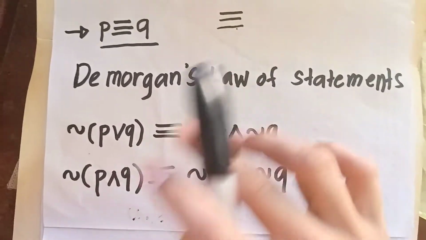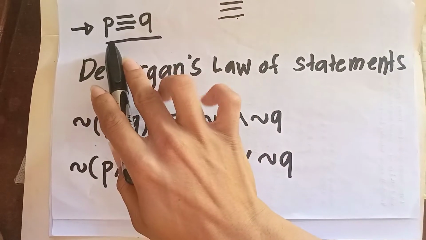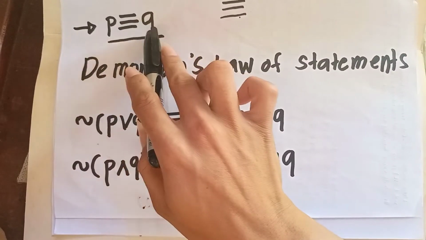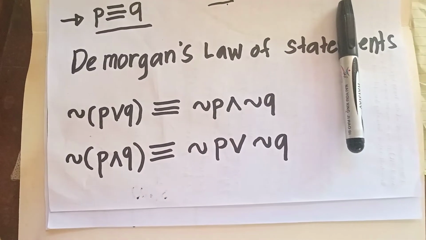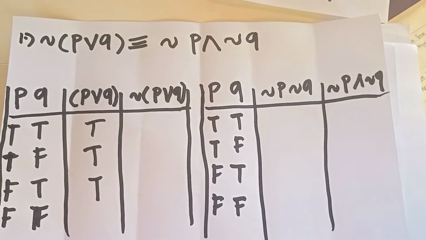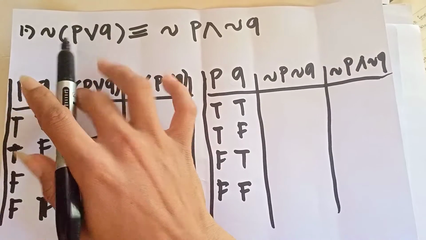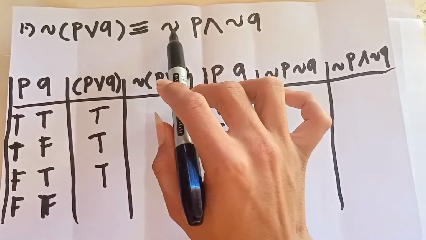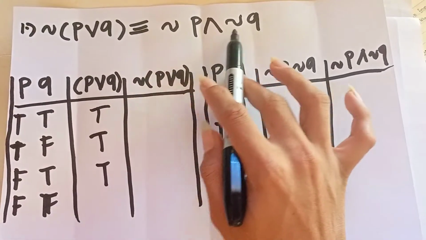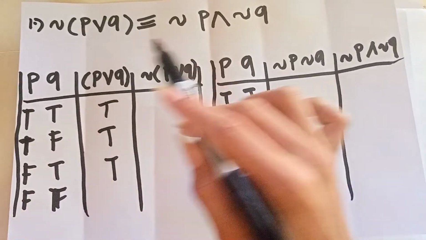So, to prove that the De Morgan's laws are equivalent statements, we will make a truth table. Here, to prove that the De Morgan's laws are equivalent statements, we have a given, which is the negation of P or Q is equivalent to not P and not Q. So, we have a truth table for these two, which is here.